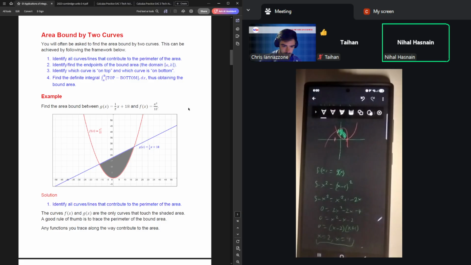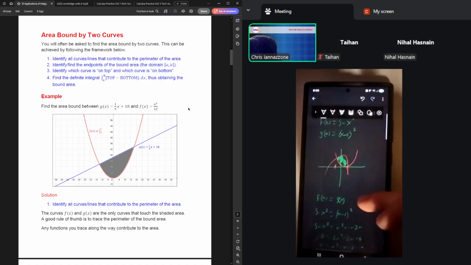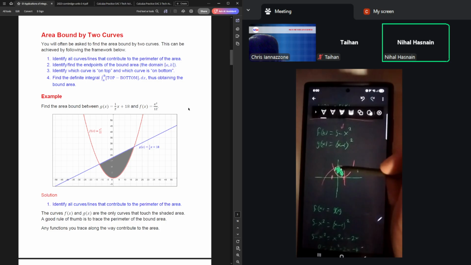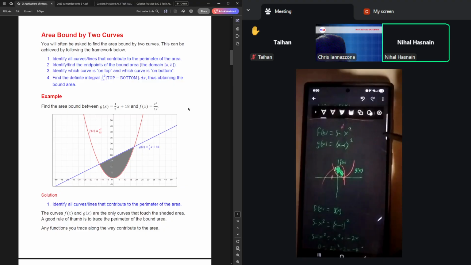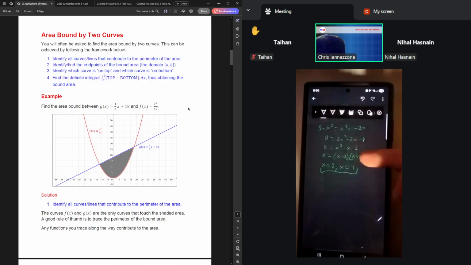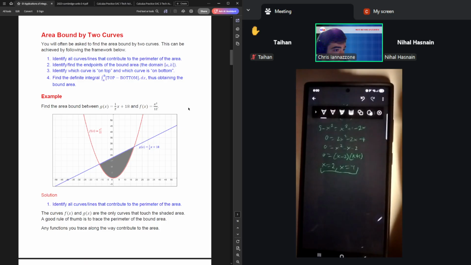We have to identify which one's on top and which one's on the bottom. As it's already been drawn, we can see that the upside down parabola is going to be on top, and the normal right-side-up parabola is going to be the bottom. That's it. f takes the top of the shape, and g takes the bottom of the shape. Nice. So step 4 now becomes fairly trivial, because we're just putting it all together.